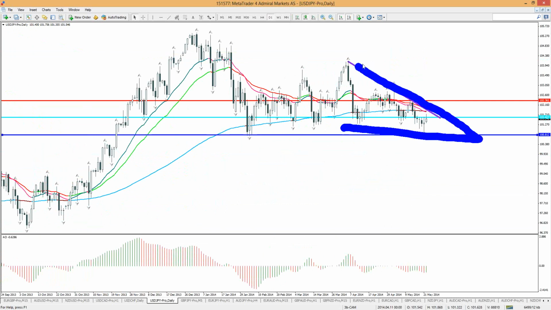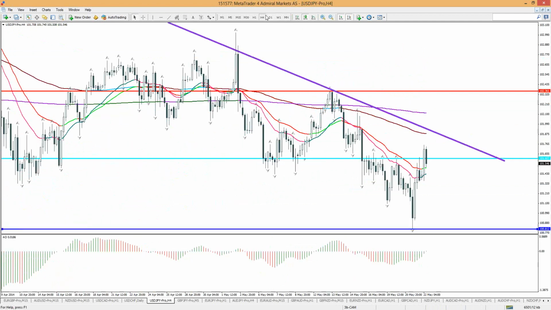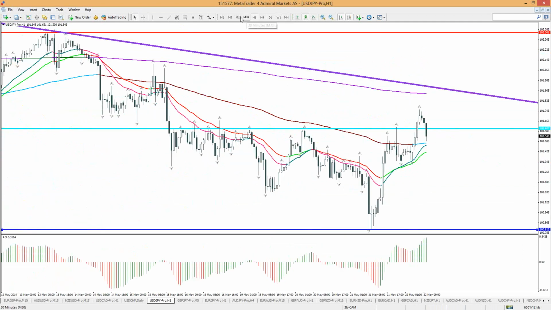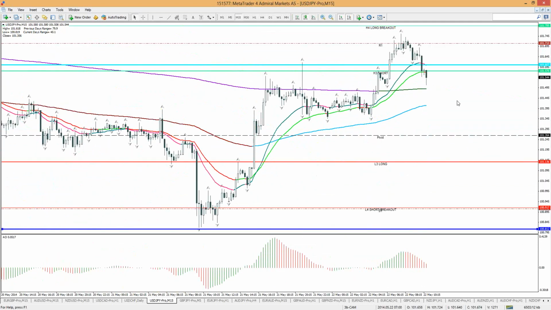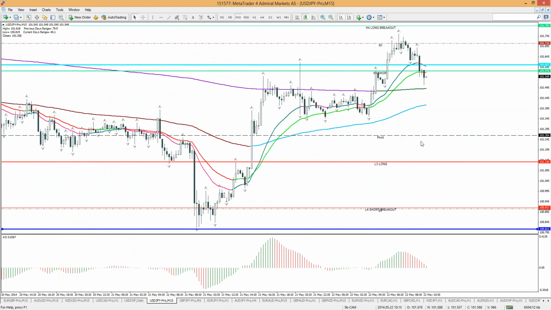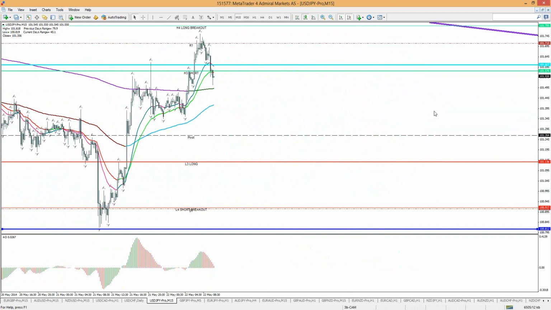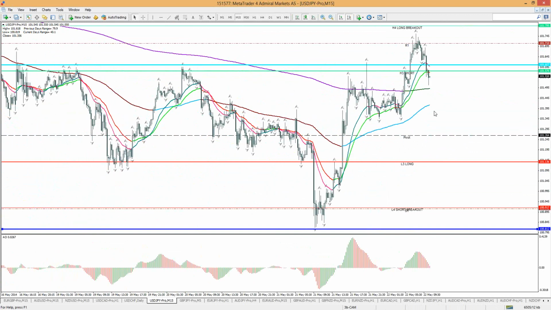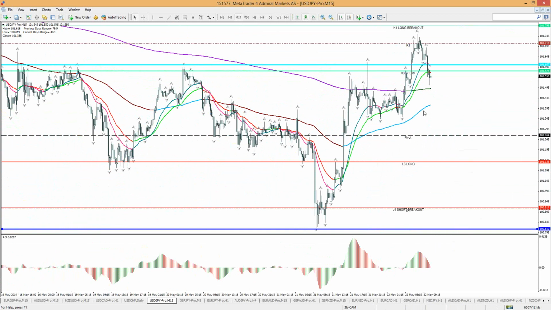Could be a descending wedge pattern. Time will tell. From an intraday perspective, let's see. To me, it doesn't seem interesting from an intraday perspective.